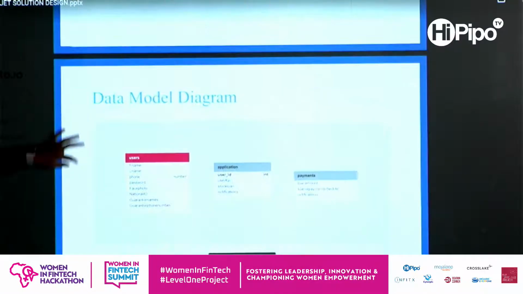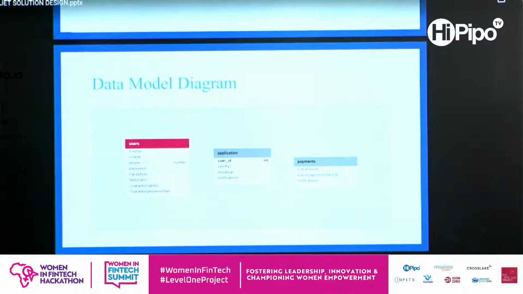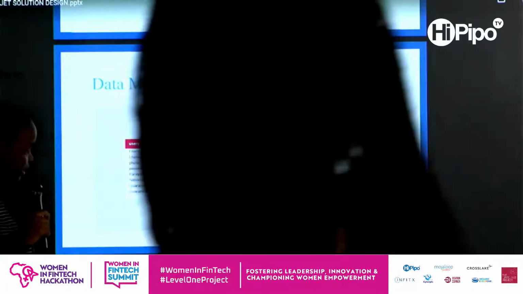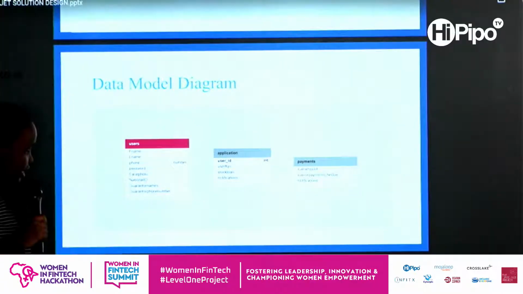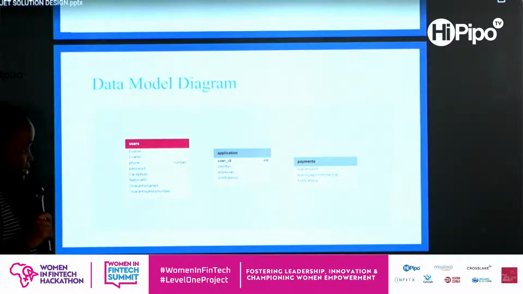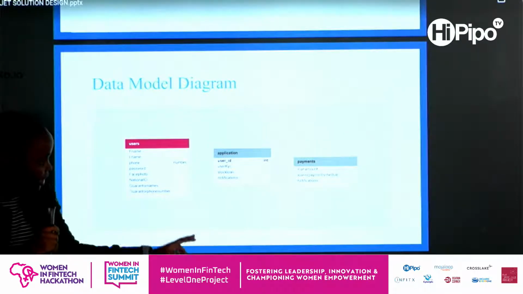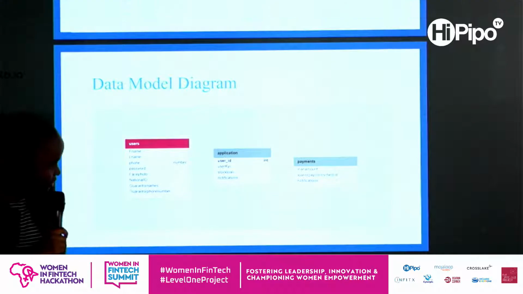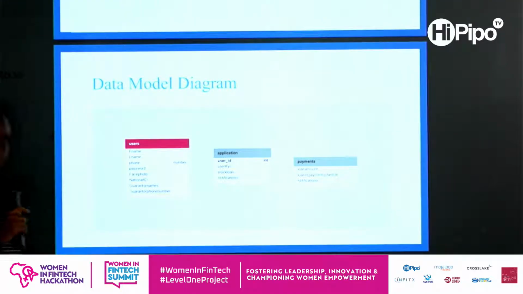And then the user will start making loan payments. As for the data model, the data that will be collected from the user will be the first name, the last name, the phone number, the password, national ID, guarantors, and their details. For the application, there will be a user KYC, stock loan, and then the various notifications that will be sent to the user. And then the payments, the loan amount, loan repayment schedule, and the notifications.